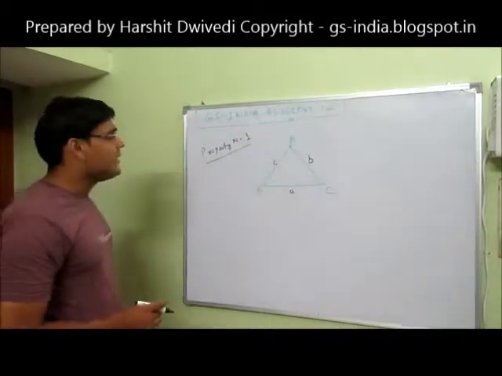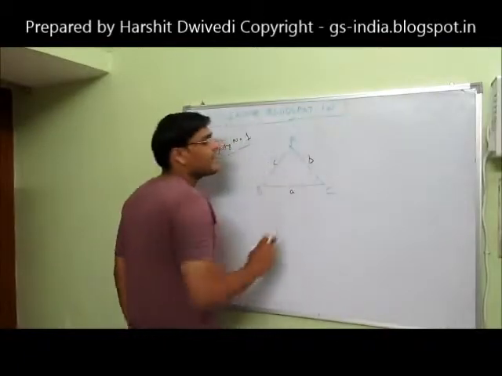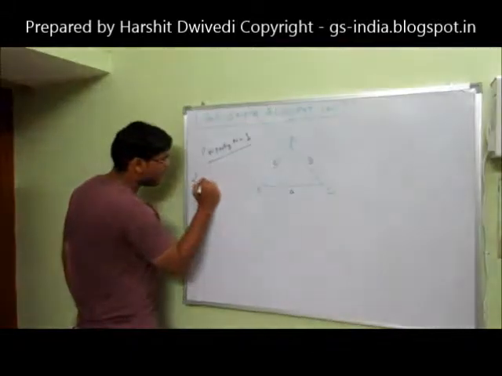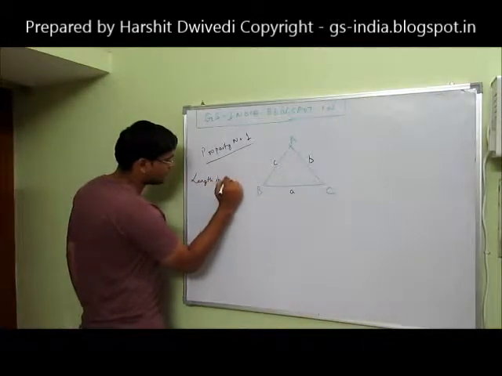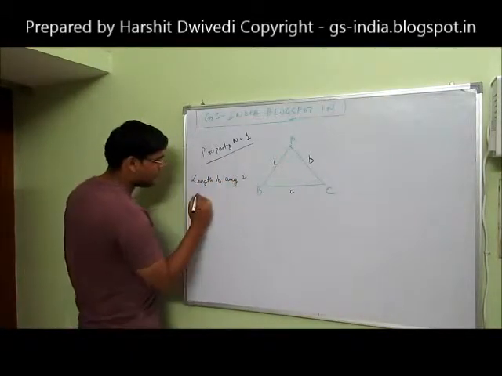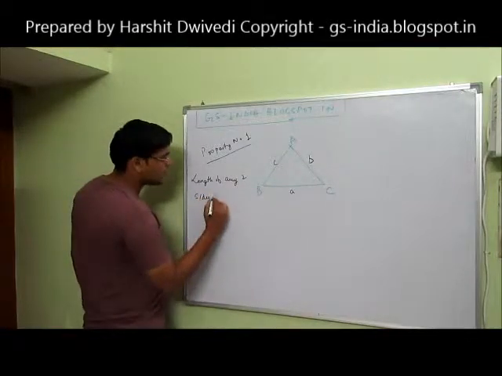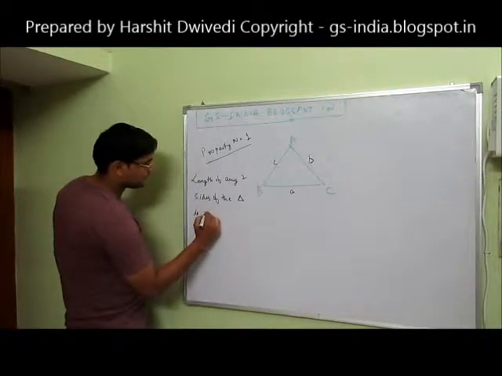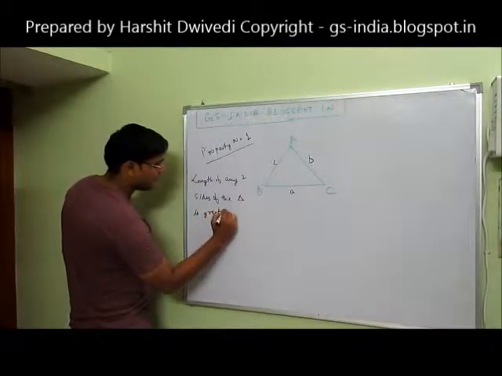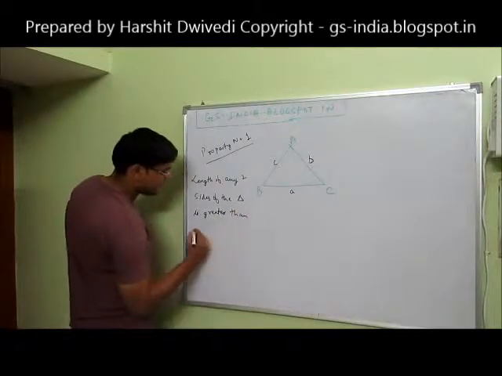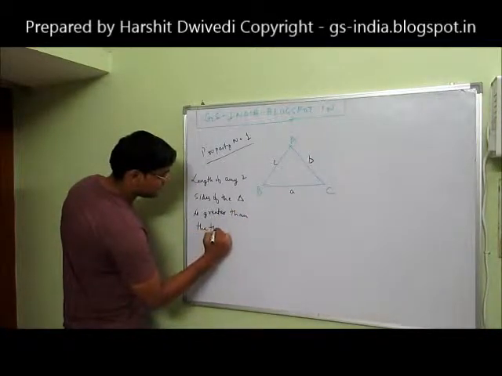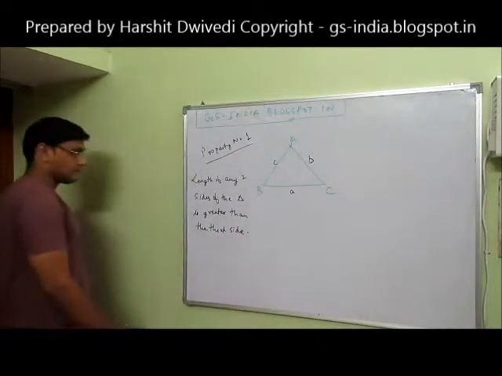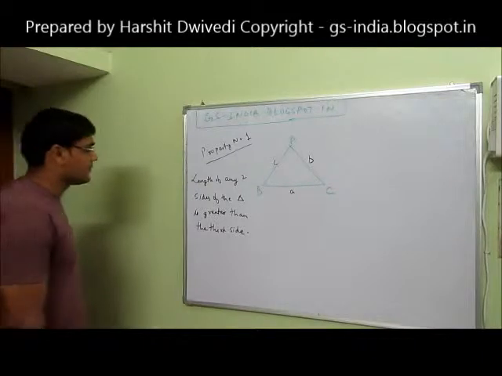That is, the length of any two sides of the triangle is greater than the third side. This is what the property says. This is very important.